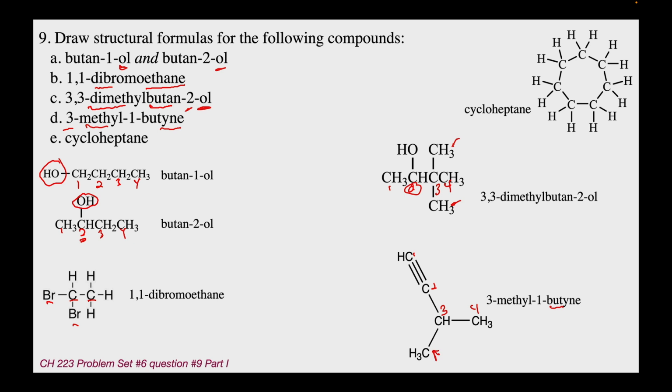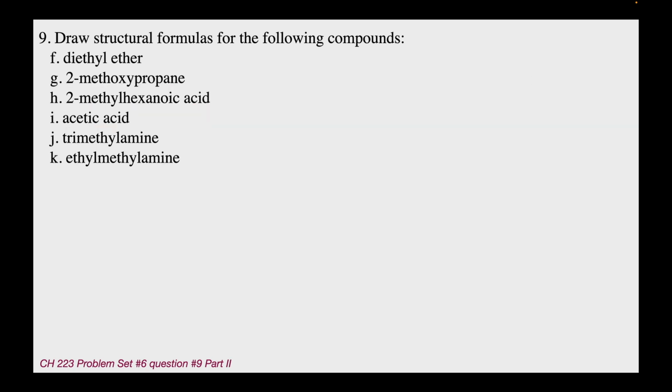So you can see there's 1, 2, 3, 4, 5, 6, 7 carbons in a chain, like a circle, all right? And each carbon has 2 hydrogens off of it because carbon has to have 4 bonds total. Cycloheptane. The next one, diethyl ether.